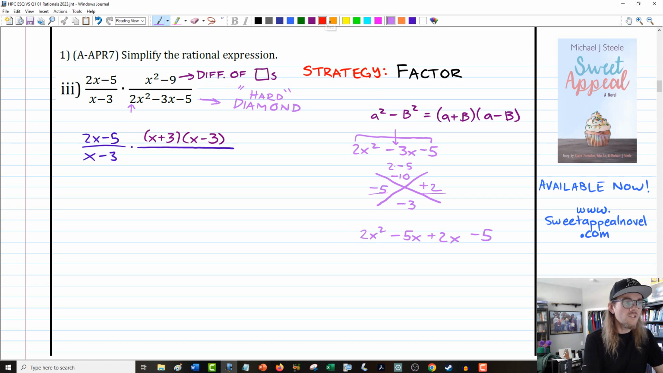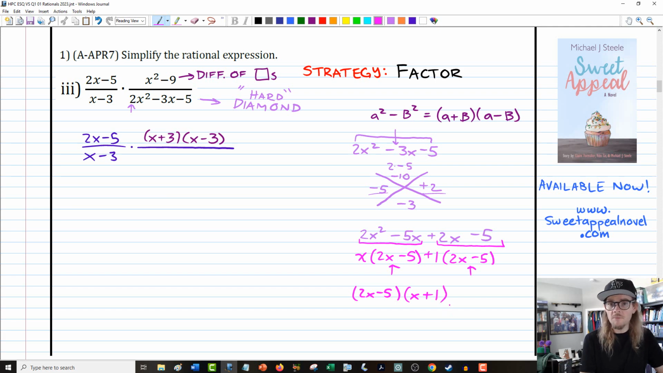From here I can do two GCFs then. As I look, I can see that an x is going to factor out of the first two terms. It's going to leave me with a 2x minus 5 left over. On the second pair, I've got nothing but a positive 1. So I'll pull that out, and it'll leave me with 2x minus 5. From here, I now have a GCF of 2x minus 5, so I can pull that out in front, and that leaves me with just an x plus 1 left over. So 2x minus 5 times x plus 1, that's our factored version.